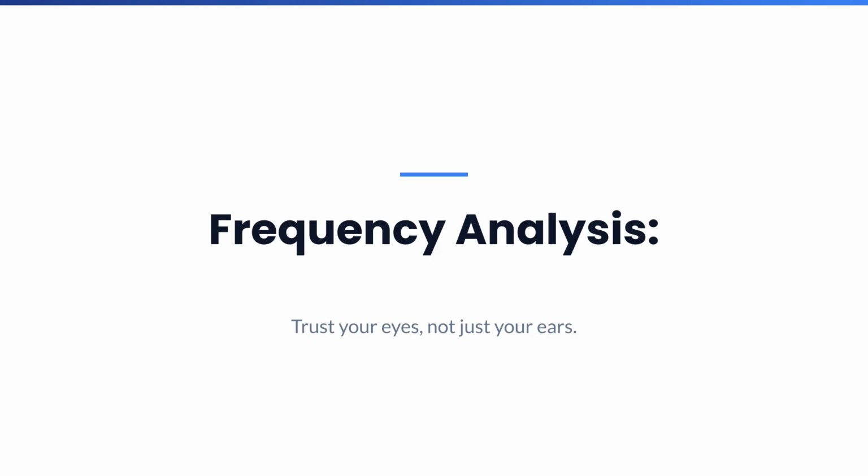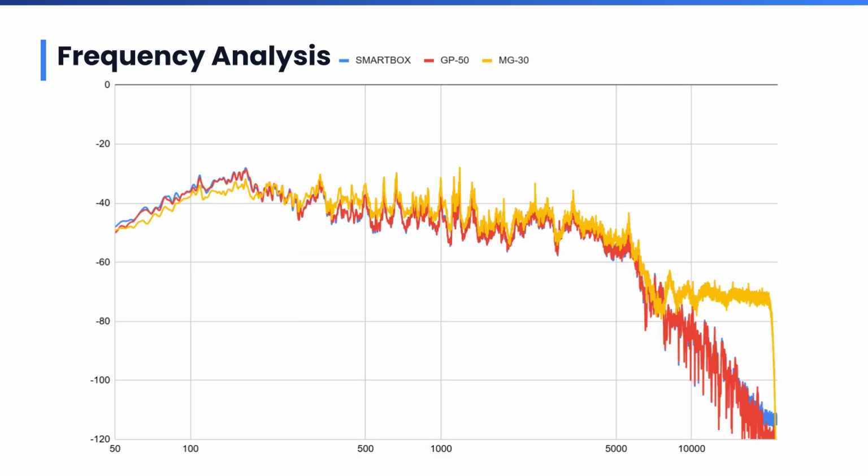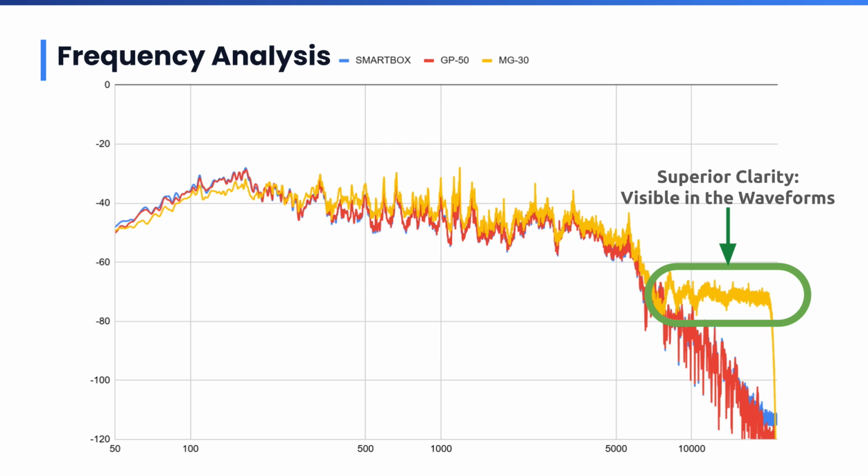Let's visualize the delta. Look at the spectrum analysis. Blue is Sonicbox, red is GP50, yellow is MG-30. The red is perfectly overlaid on the blue, virtually identical. But look at the 8 kHz region. The MG-30 has significantly more air and extension. The Hotone unit starts a gentle roll-off around 5 kHz. That cut we heard in the Hotone is right there in the data.